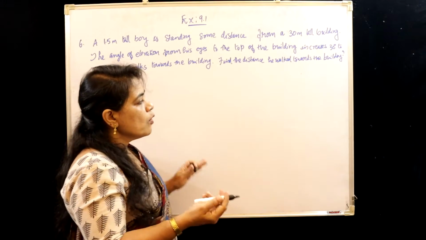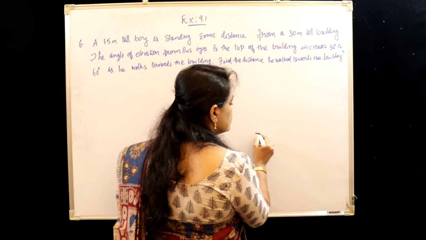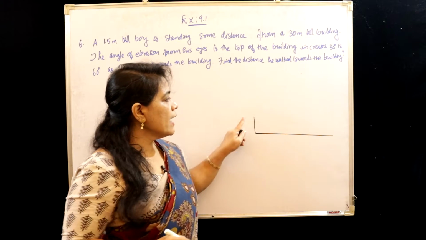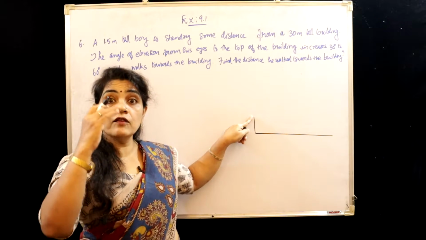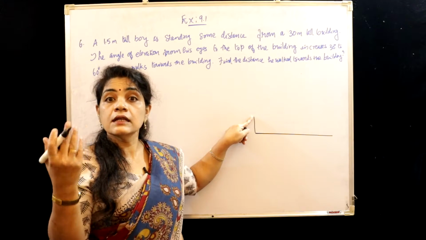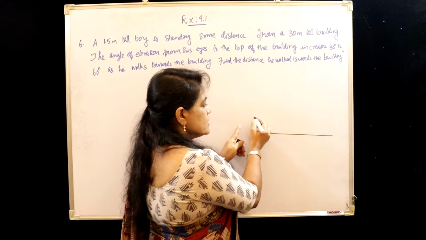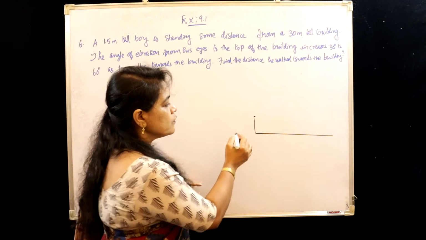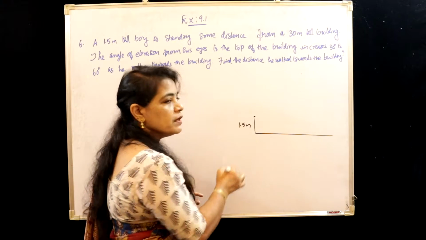So here a boy is standing on the ground. This is the ground. He is standing here. And from his eyes, the angle of elevation towards a building whose height is given as 30 meters. From his eyes means the observer is standing on the ground, so the height of the boy is given as 1.5 meters.